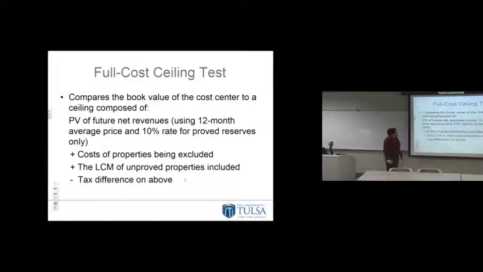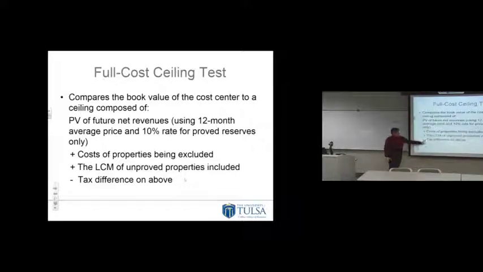So the lower of cost or market of unproved properties needs to be included, minus the tax difference on the above. Now, we're not really getting heavily into tax in this class. I am not a tax person. Truly, I'm a financial reporting person. But as we know, kind of like when I talked about DD&A, tax has their own way of doing things. DD&A is completely different for tax than it is for financial reporting. So there are differences between the way we do things for tax and the way we do things for financial reporting to the SEC. And that creates tax differences.